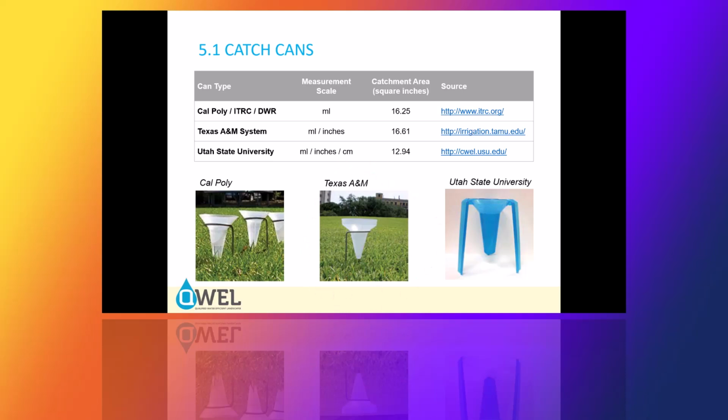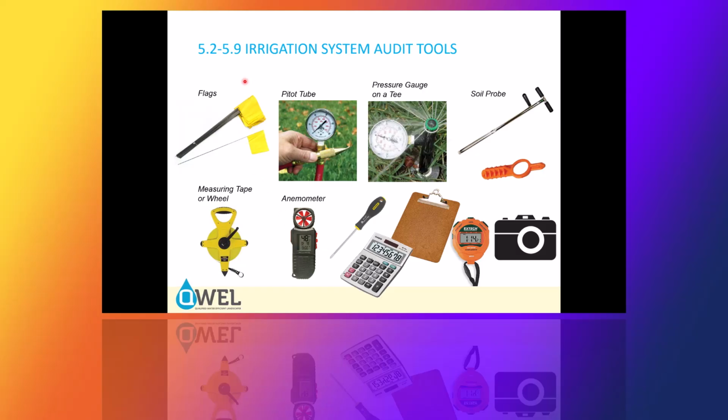Some of the other tools are flags. So when we go out and turn on the system, we're going to flag all the heads. If we are going to be measuring rotors, then we'd use a pitot tube to get the pressure. But on spray heads, we have a digital pressure gauge on a T. We're going to put those on the spray heads at the beginning of the line and at the end of the line. We have a soil probe, which we're going to use to take a soil probe sample in a number of areas. We're going to check not only the type of soil, but also how far down the roots have grown.